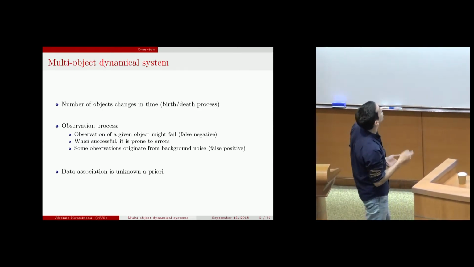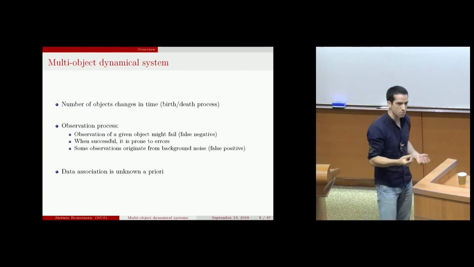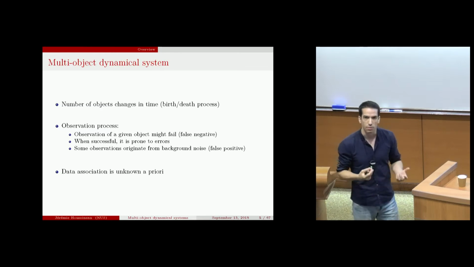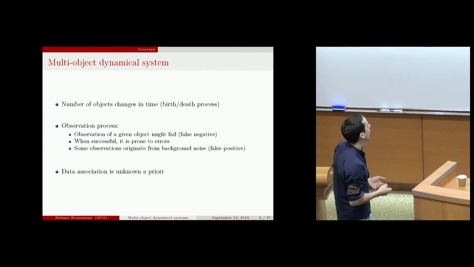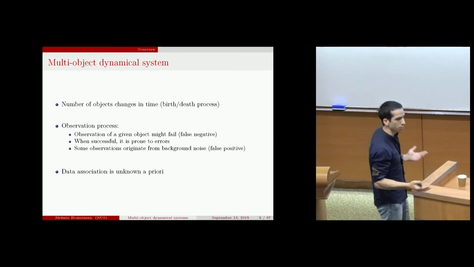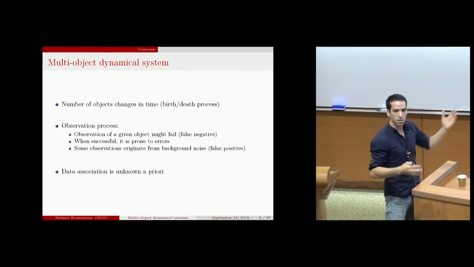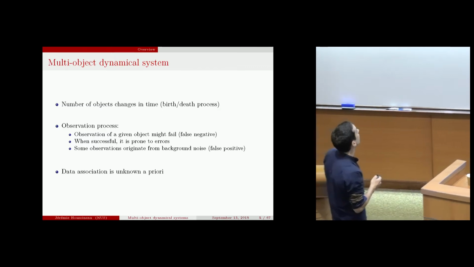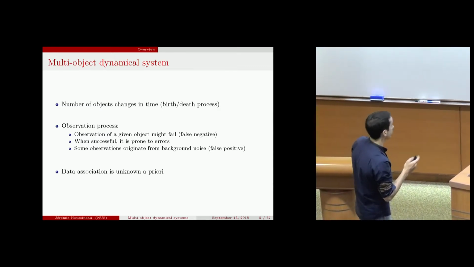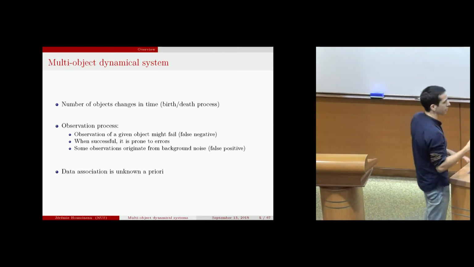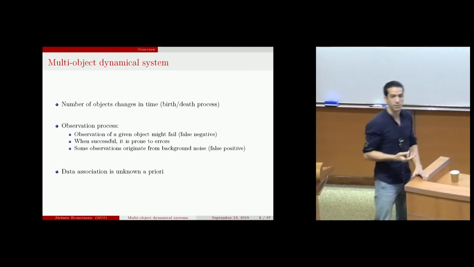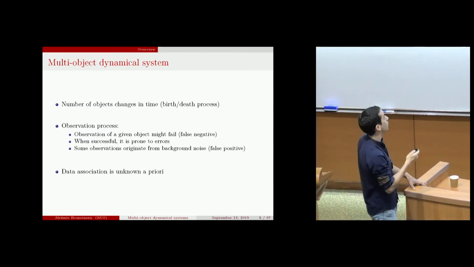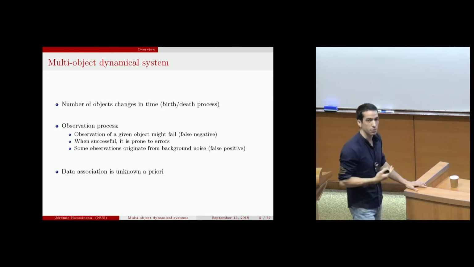We have a lot of false positives, so just random observations that come from some kind of background noise. If you're on a ship, there could be waves. If you have a camera, just trees moving around, creating a lot of those false positives. And even when you're trying to observe something, that might fail, so you also have false negatives. You don't always see everything you want to see.